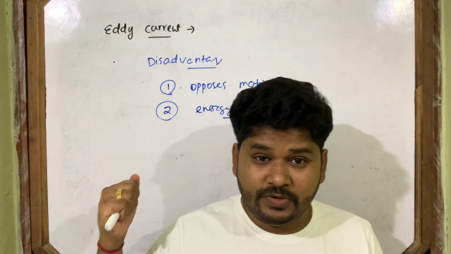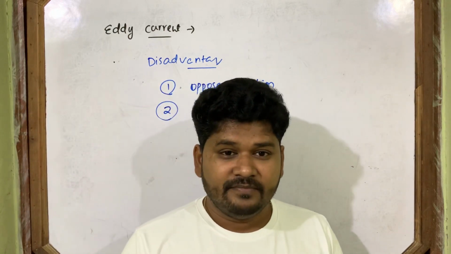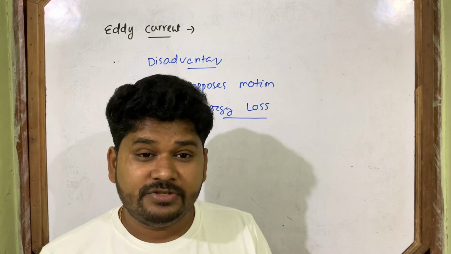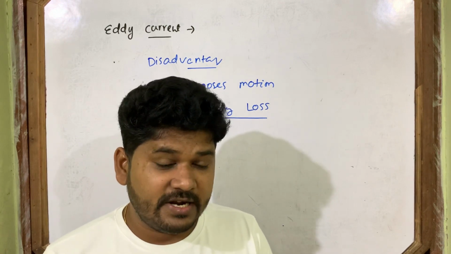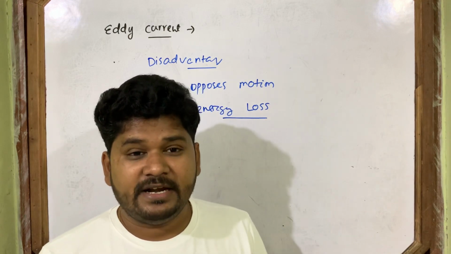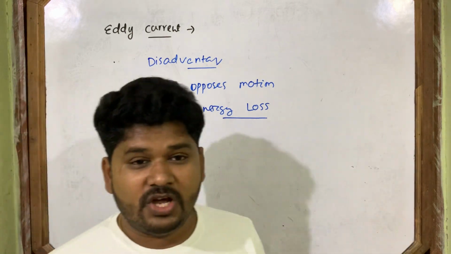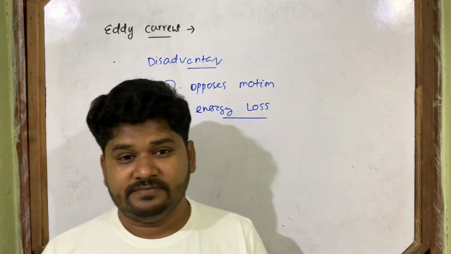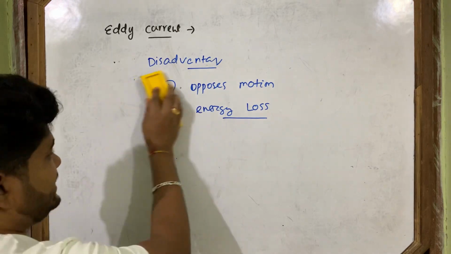This happens, as we know, in a transformer. In a transformer, eddy current is constituted due to change in the magnetic field, because a transformer works on alternating current. When alternating current passes, there is a magnetizing and demagnetizing system. So in a transformer, energy is lost in the form of heat due to this eddy current. So these are the disadvantages of eddy current.